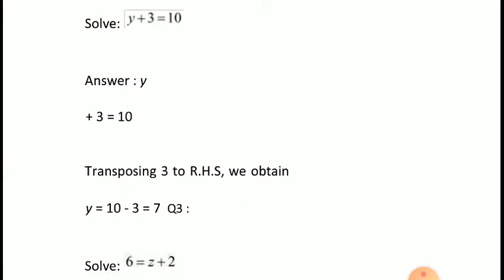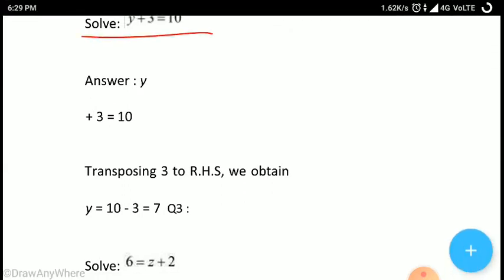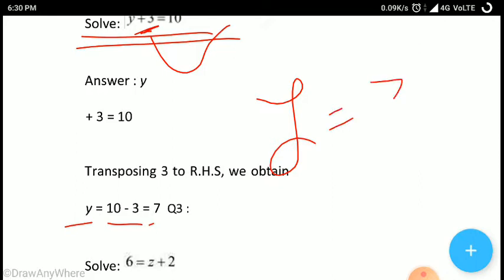Okay, now see, question number 2 is what? Solve y plus 3 is equal to 10. Again very simple, how? We just transpose plus 3 to RHS. So we write here y is equal to 10 minus 3 is equal to 7. Okay, understood, right? So our answer is what? y is equal to 7.